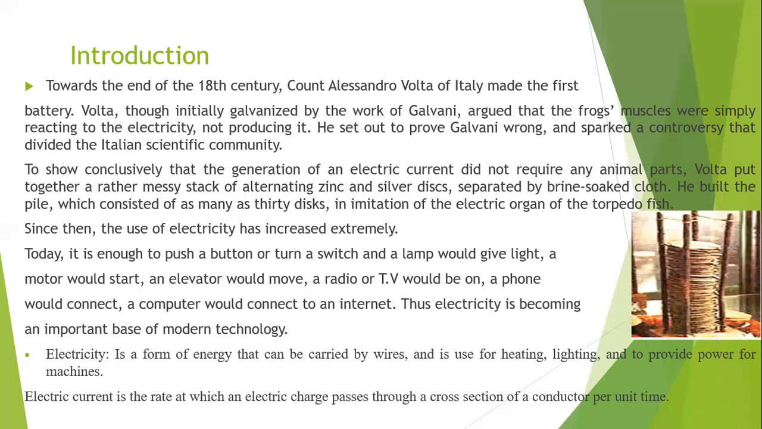So, electricity is a form of energy that can be carried by wires and is used for heating, lighting, and to provide power for machines. Electric current is the rate at which an electric charge passes through a cross-section of a conductor per unit time. So, I equals Q over T. This is the formula of an electric current. Here we see lights in the roads.